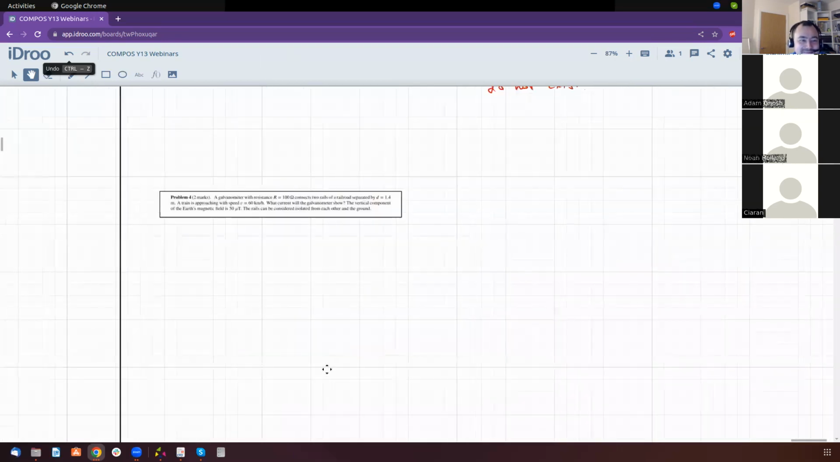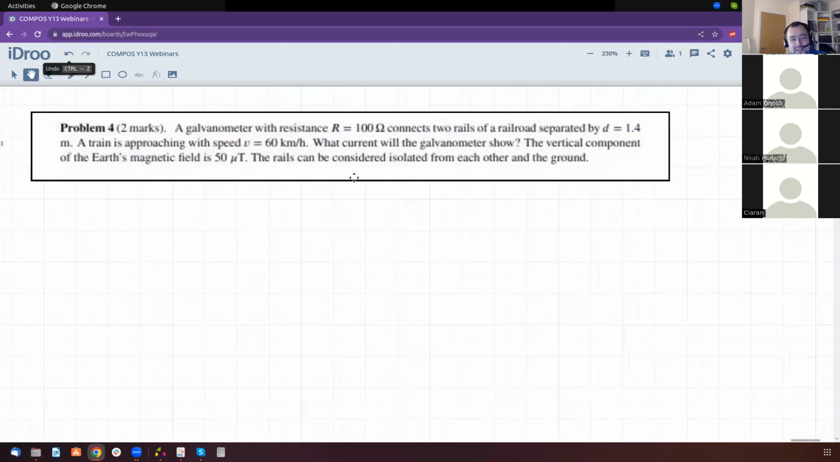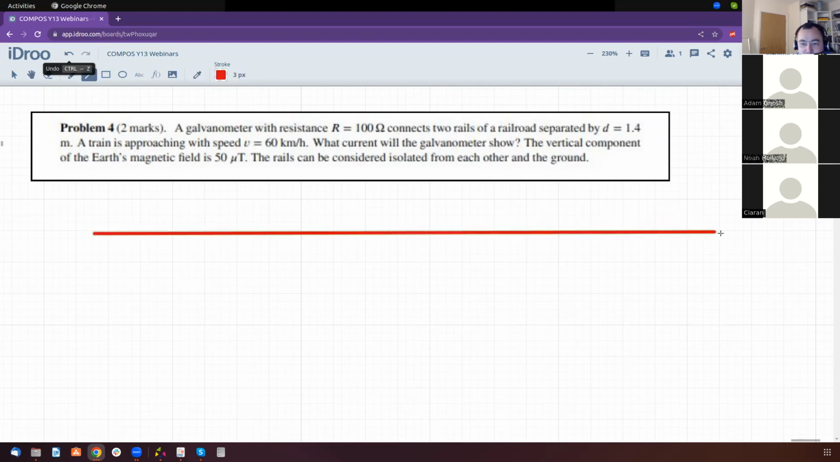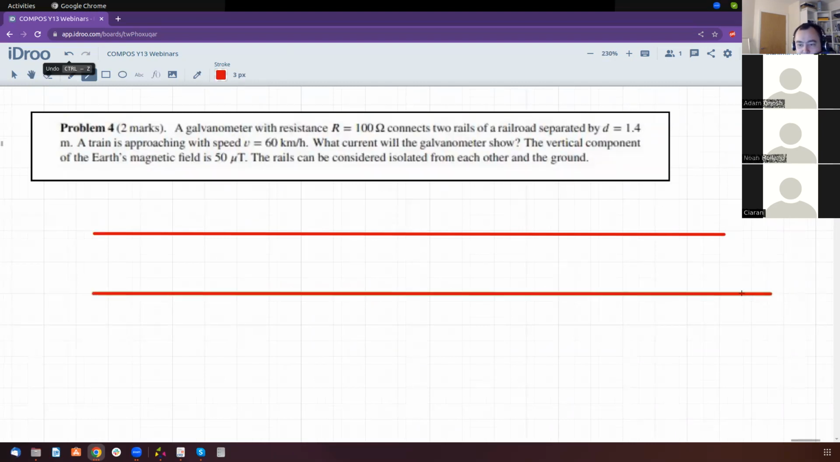All right. Okay. A galvanometer with a resistance of 100 ohms connects two rails of a railroad separated by 1.4 meters. So we have a railroad. These are two rails. We're looking from the top. And there's a galvanometer. A galvanometer is basically a resistor. Oh, sorry, it's somewhere in between a voltmeter and an ammeter. So these are 1.4 meters apart.